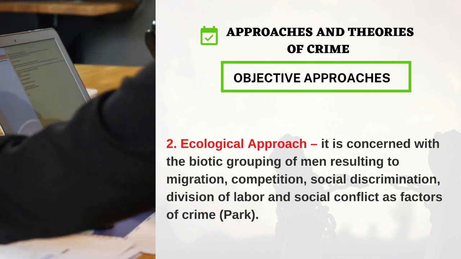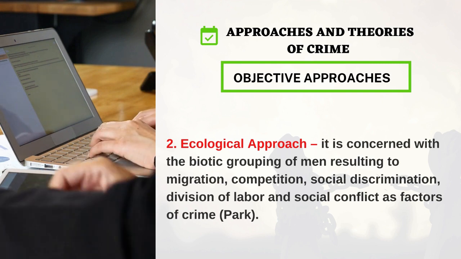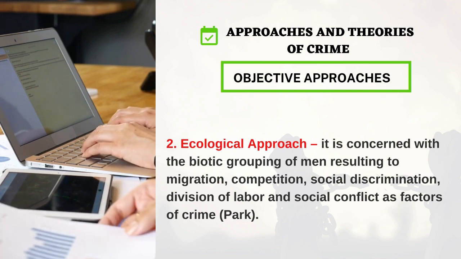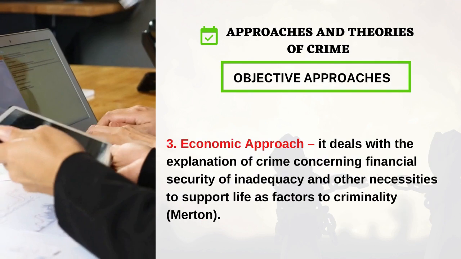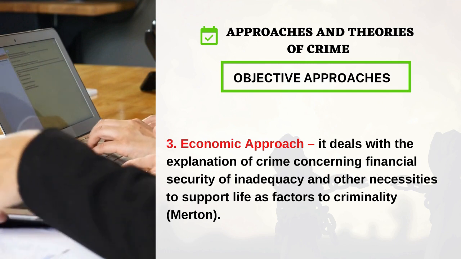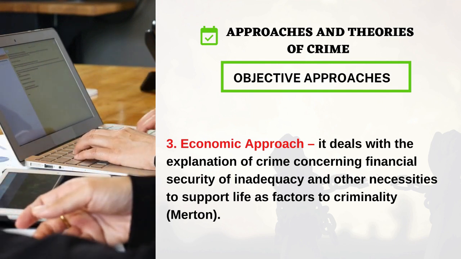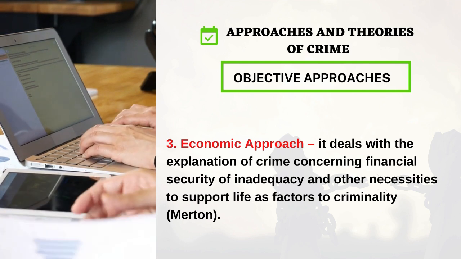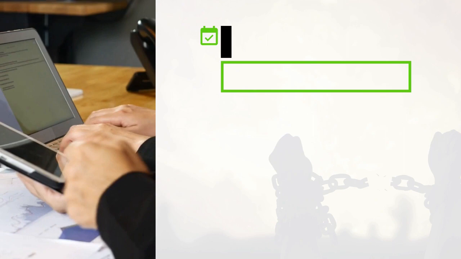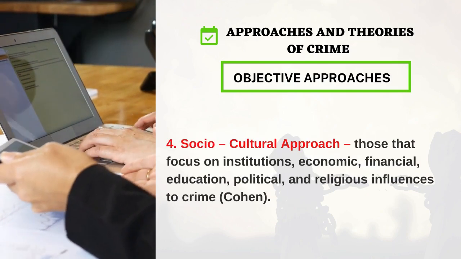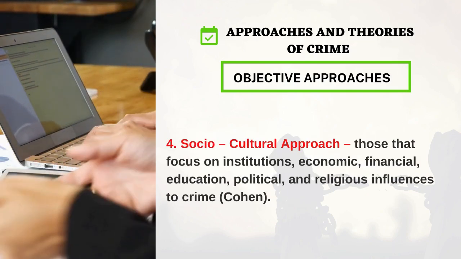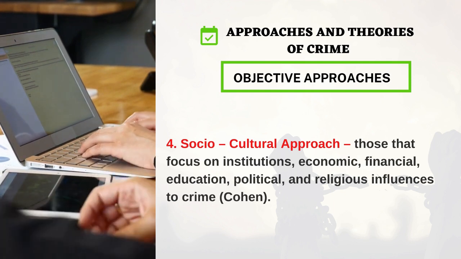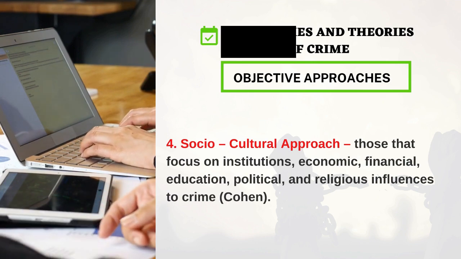2. Ecological approach, it is concerned with the biotic grouping of men resulting to migration, competition, social discrimination, division of labor and social conflict as factors of crime, Park. 3. Economic approach, it deals with the explanation of crime concerning financial insecurity or inadequacy of necessities to support life as factors to criminality, Merton. 4. Socio-cultural approach, those that focus on institutions, economic, financial, education, political, and religious influences to crime, Cohen.